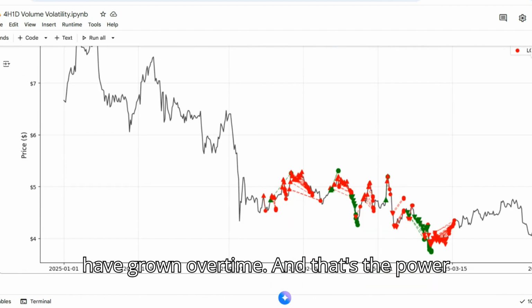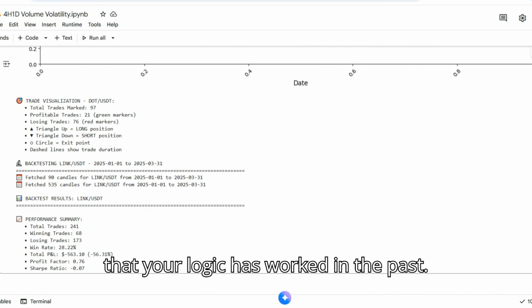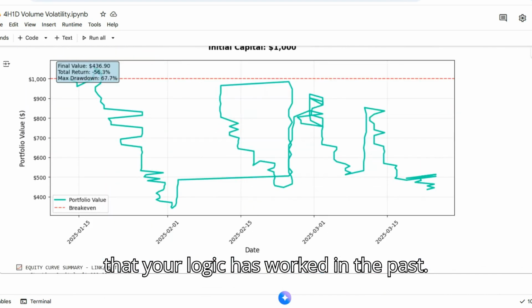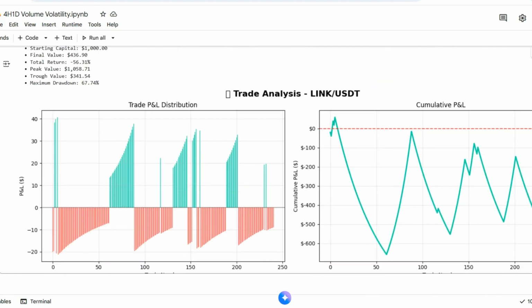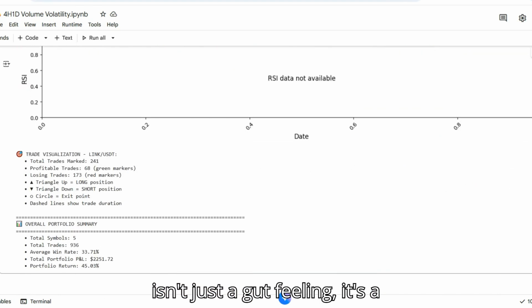And that's the power of backtesting. It's not about predicting the future. It's about proving that your logic has worked in the past. It replaces emotion with evidence. It gives you the confidence to say, this isn't just a gut feeling, it's a statistically validated edge.